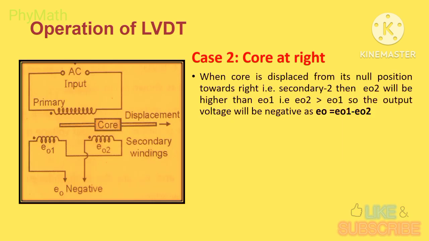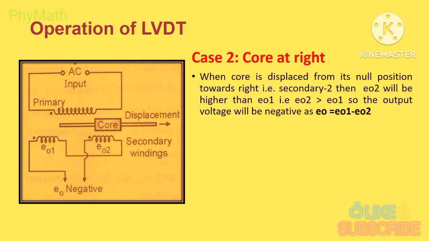Now case number 2, when the position of the core is at right. When you apply pressure to the core, assume that the position of the core is at right, that is at secondary winding 2. Now the core is displaced from its null position towards the right. What is the null position? When the position of the core is at the center or middle of secondary winding 1 and secondary winding 2, that position is called the null position.